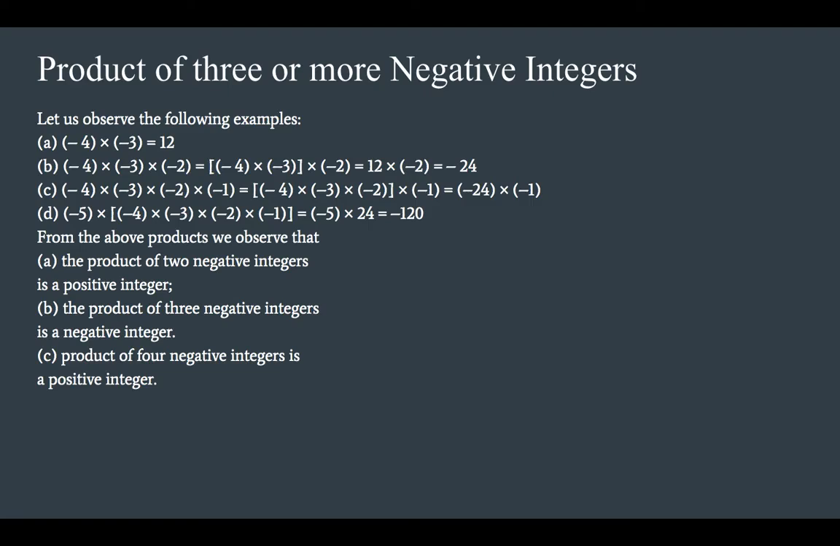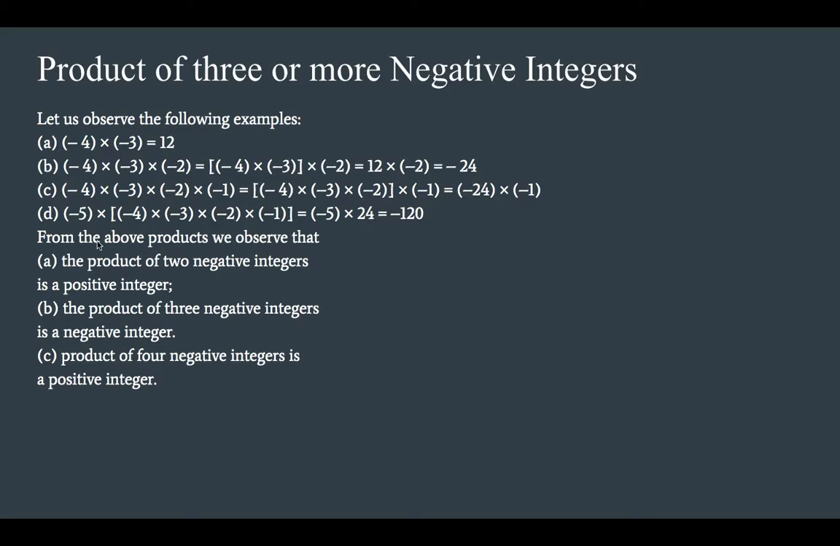Let us observe the following example over here. Negative 4 into negative 3 into negative 2. So we can put a bracket over here in the next step, and we can solve this first and then multiply it with negative 2. So this comes out to be negative 24. Why? Because negative 4 into negative 3 is a positive integer, just as we discussed, that is 12. But a positive into a negative integer will again be a negative integer. So it comes out to be a negative integer again.